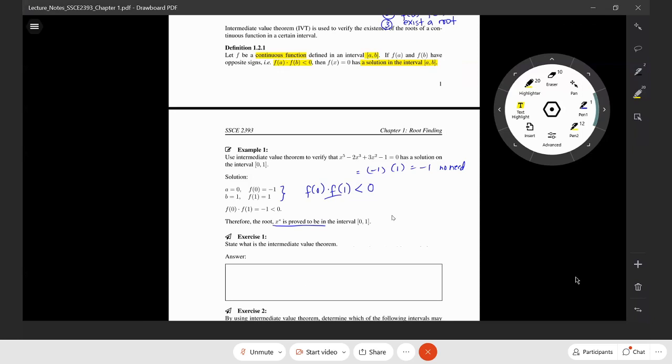So please highlight that one. You need to have the conclusion. Sometimes students just write this one. After less than 0, you can simply say, therefore, x asterisk here basically refers to the root, so you can use that notation, is in the interval 0 to 1. That's it. So find f(a), find f(b), look for the sign when you multiply those two, and write down your conclusion. That's it. Okay, any questions?